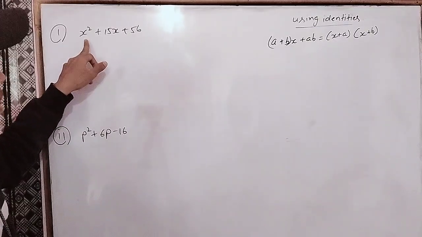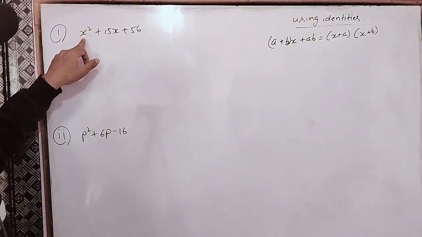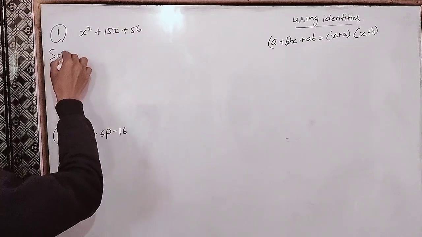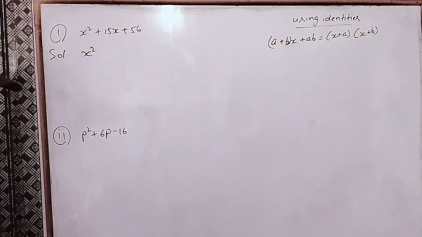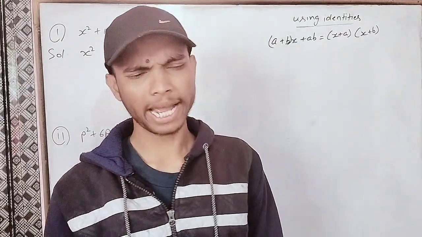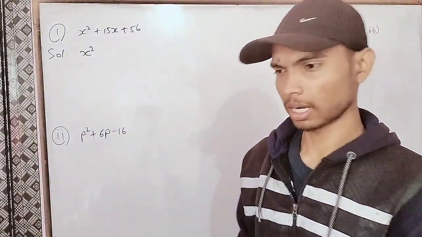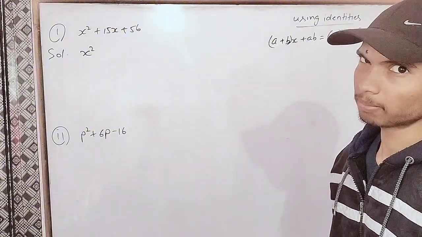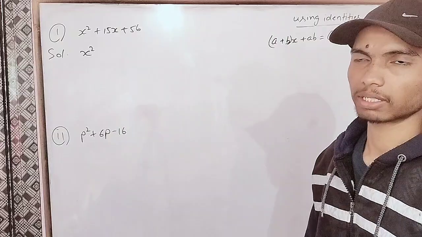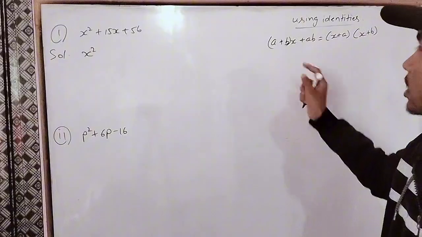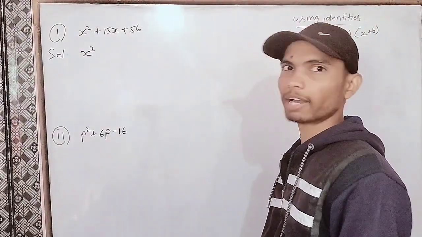So here you are looking at x square. Can 56 be written as a product of two numbers? 7 times 7 is 49, 8 times 8 is 64, 7 times 8 is 56. That's why we have to use this method.